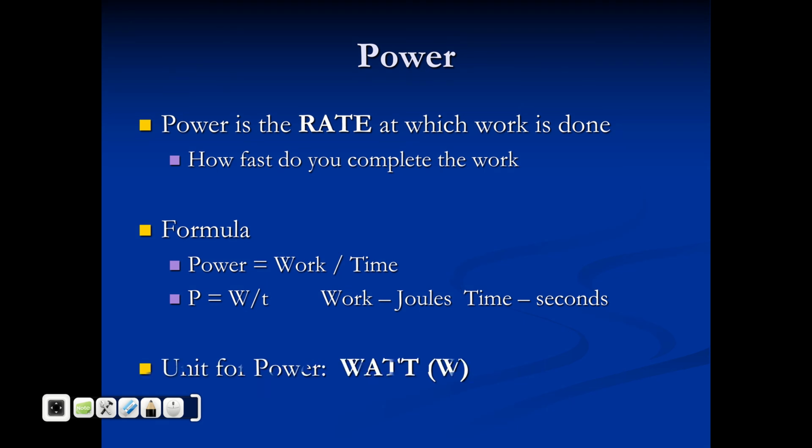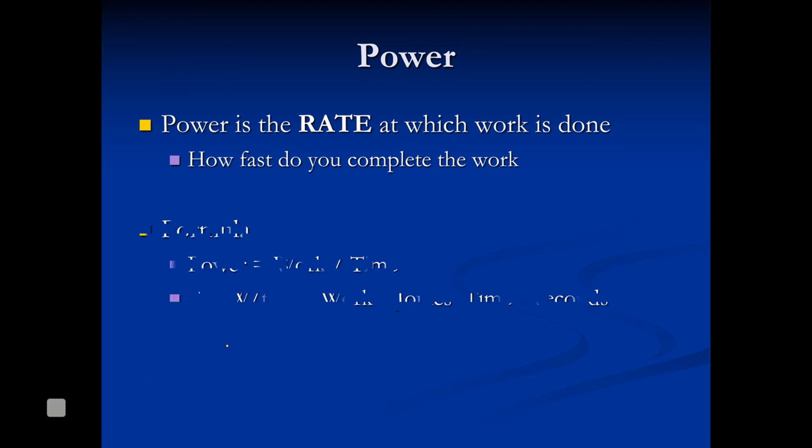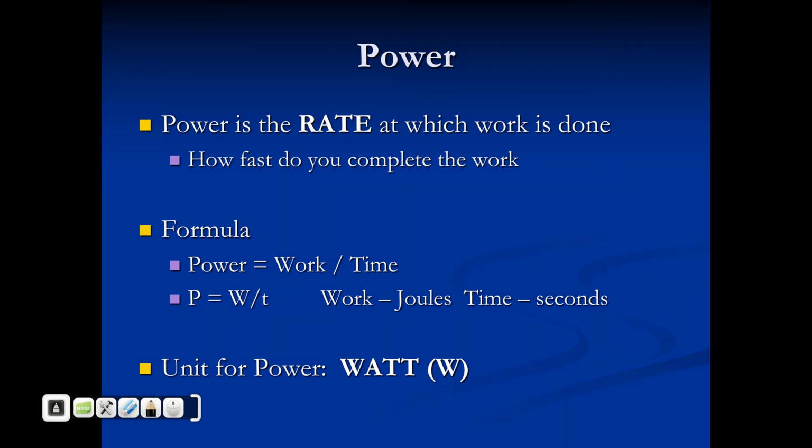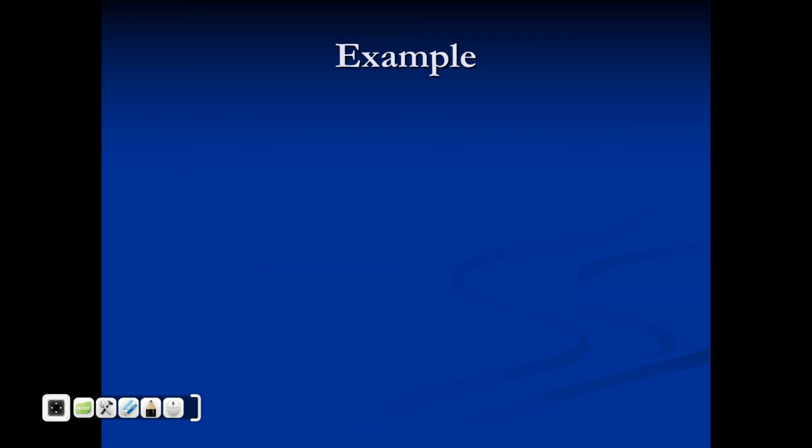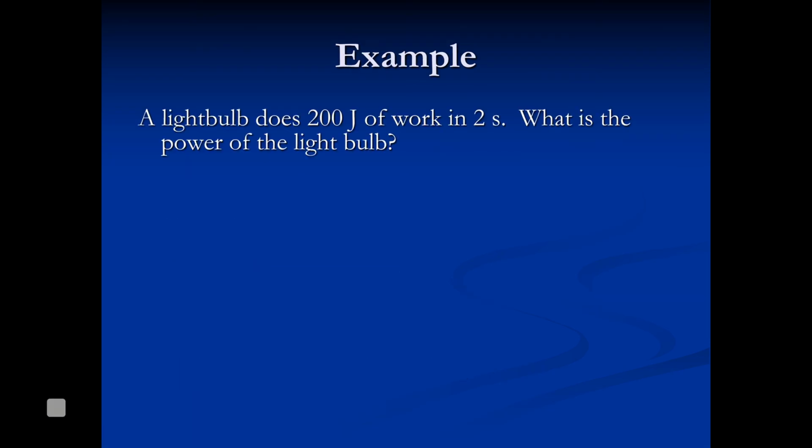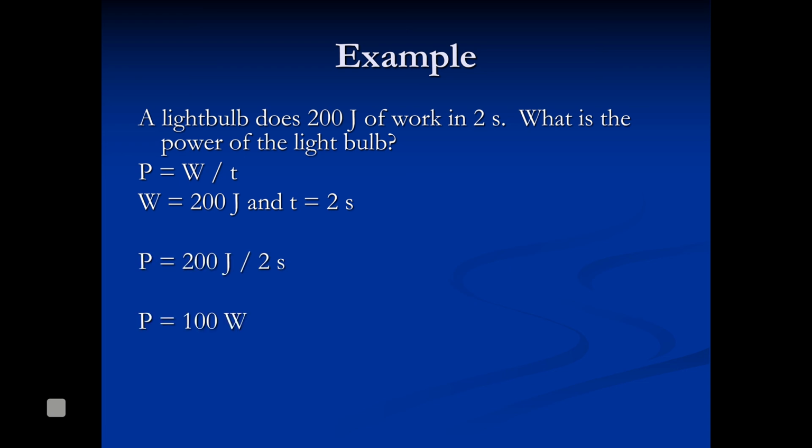All right? That's because the unit for power is the watt, and a watt is equal to a joule divided by a second. Joules divided by seconds. Okay? So that's a watt. So here's already a quick problem. A light bulb does 200 joules of work in 2 seconds. What's the power of the light bulb? Well, you're given the work, you're given the time. Formula is work divided by time. W is 200 and T is 2 seconds. P is equal to 200 divided by 2. Power is equal to 100 watts.